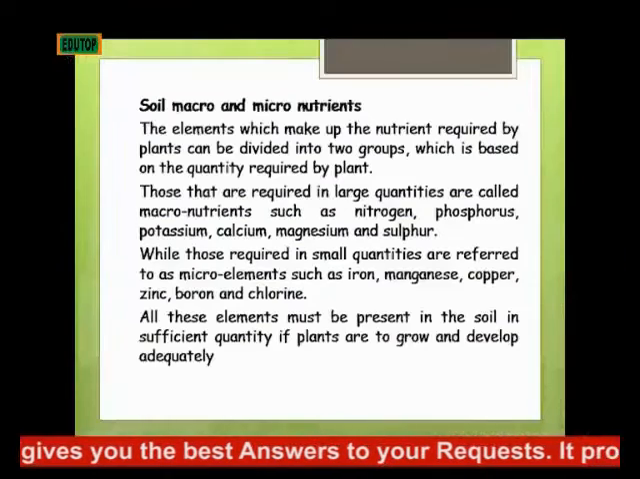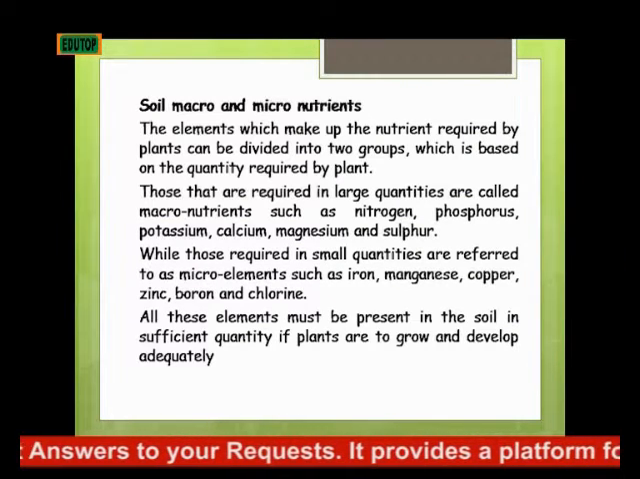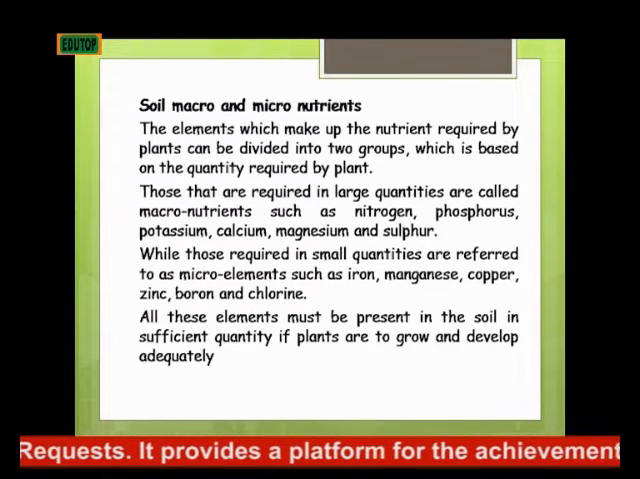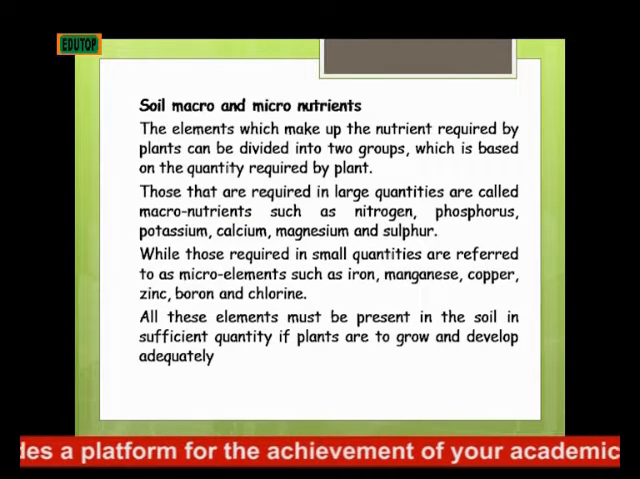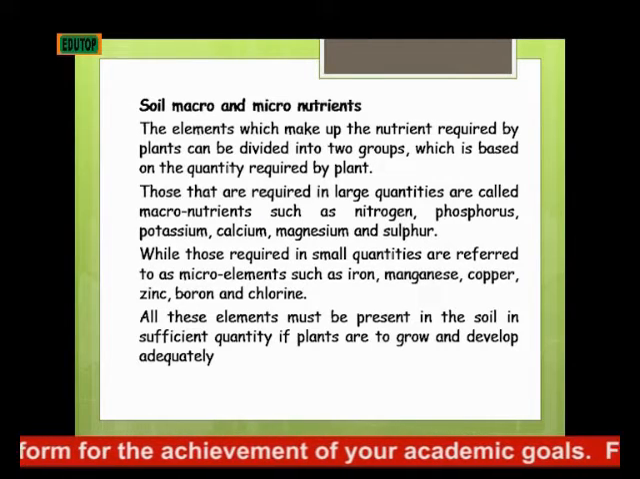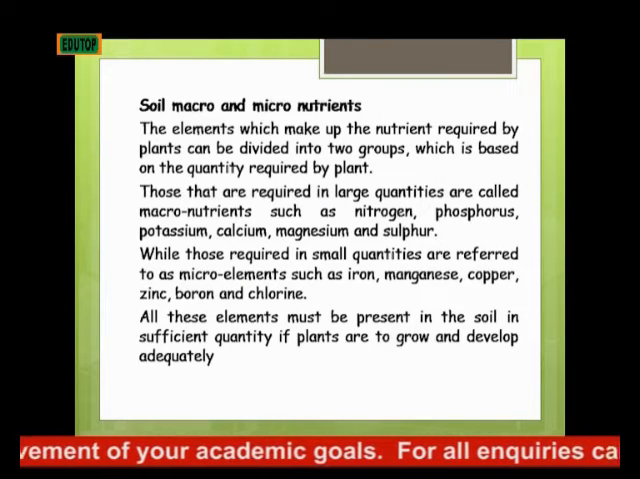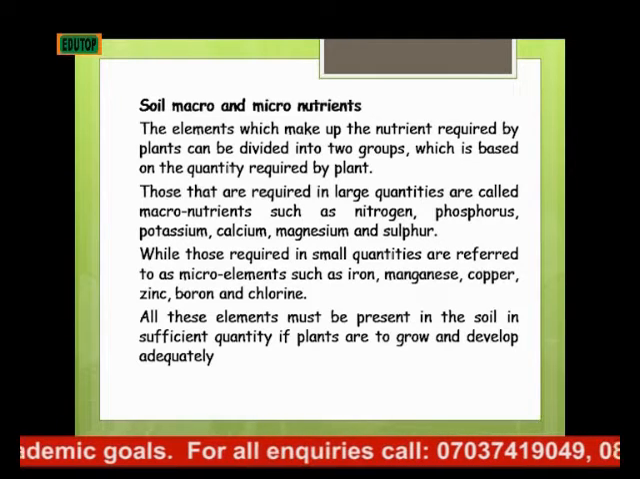Soil macro and micronutrients. These are elements which make up the nutrients required by plants and can be divided into 2 groups, which is based on the quantity required by the plants. Based on what we have there, we said soil macro and micronutrients. And those that are required in large quantities are called macronutrients.